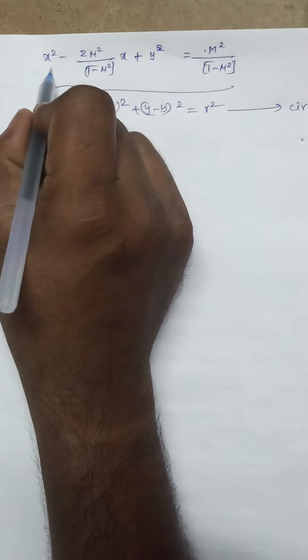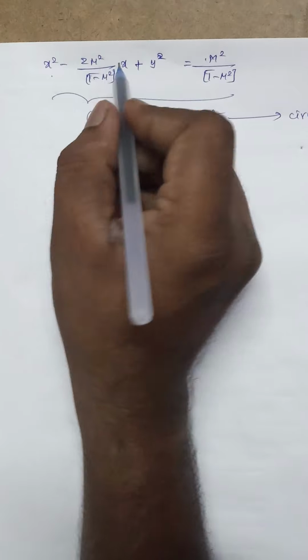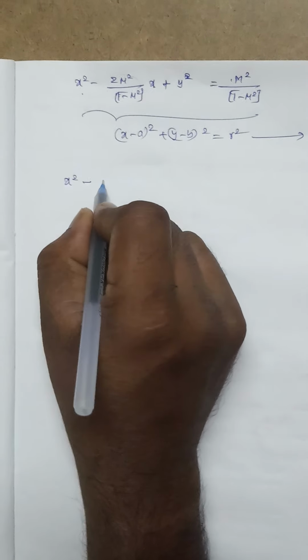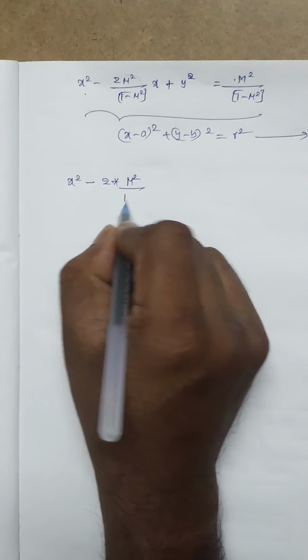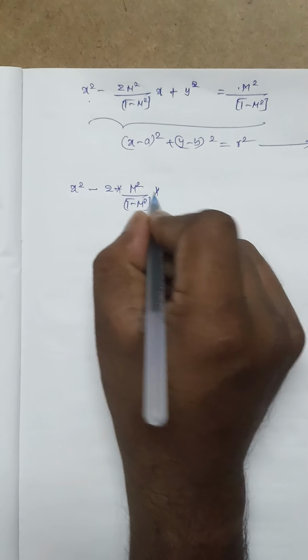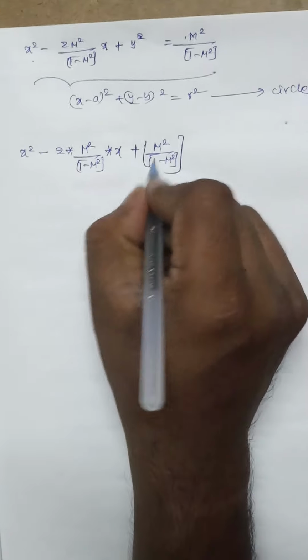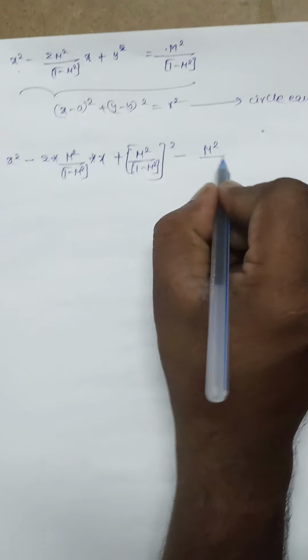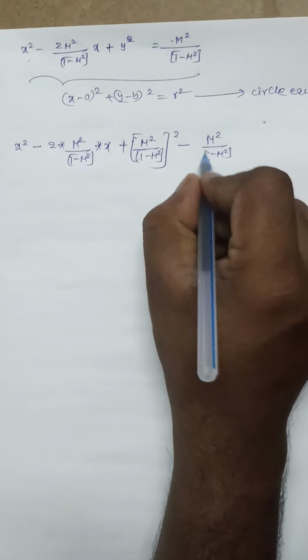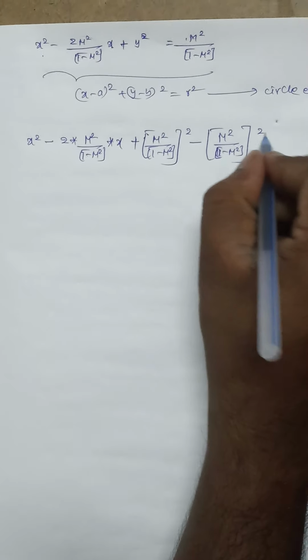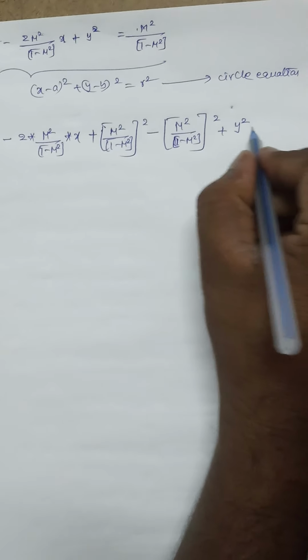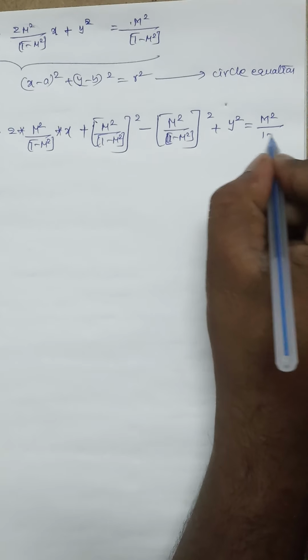Okay, so for that I am going to modify this equation. It is x square minus 2a into x, that is x square minus 2 into a, which is nothing but m square divided by 1 minus m square, x plus a square. I need to add this one, that is m square divided by 1 minus m square, whole square, a square, and subtract this one, m square divided by 1 minus m square, whole square, plus y square is equal to m square divided by 1 minus m square.